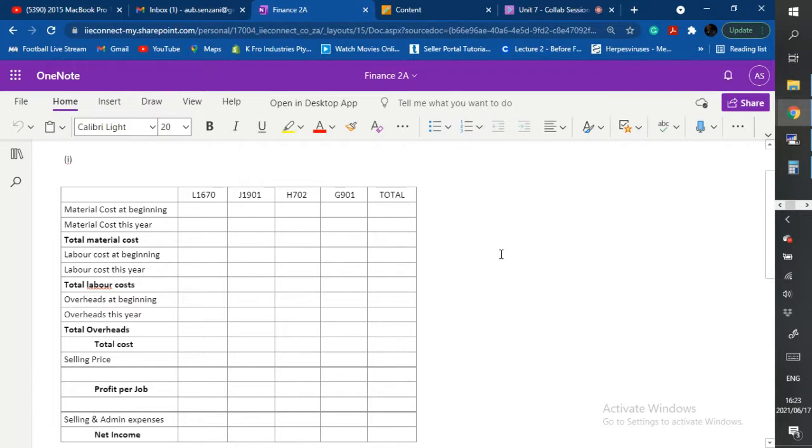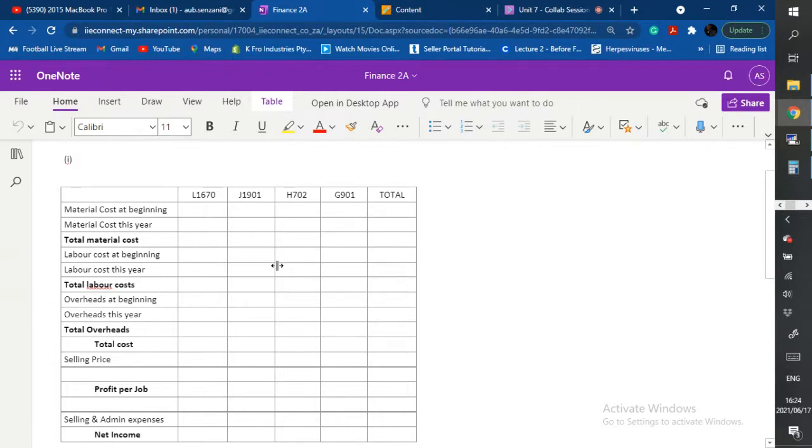Calculate the cost of jobs completed. All right, no problem. So here we start material cost at beginning. All right, how do we get that? That's where we use the work in progress or job in progress table at the beginning of the year. So we look for materials. Okay, first column there at that table at the bottom of the first page in the question.